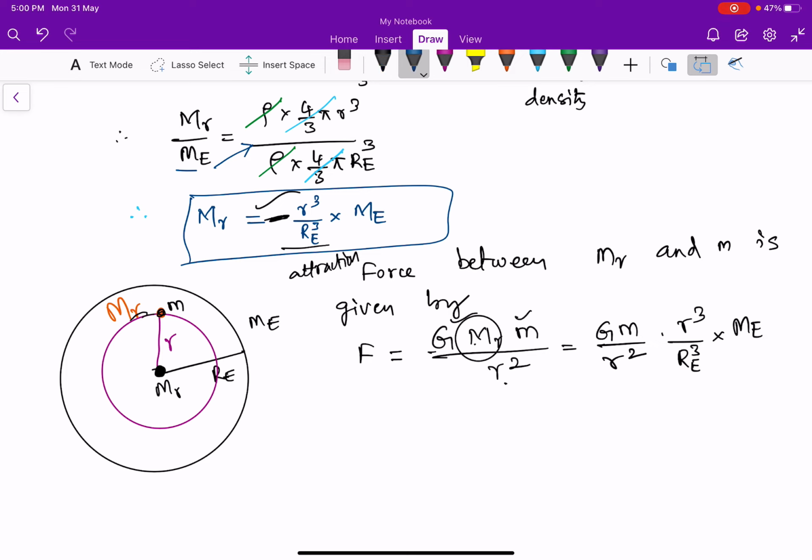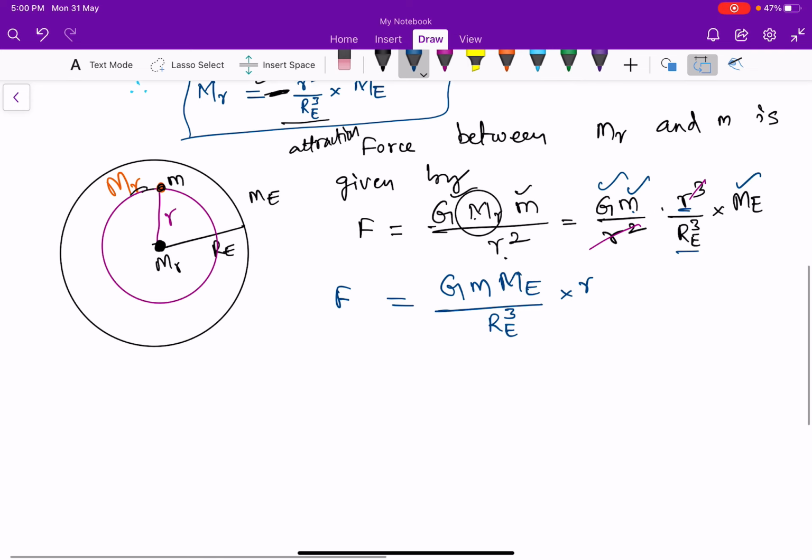Okay, so here the net force is equal to G. I am writing G. This r square and r square cancel. So we will get G m into Me. Mass m is there, I am writing, and Me I am writing as Me. G m Me divided by Re cube into small r.